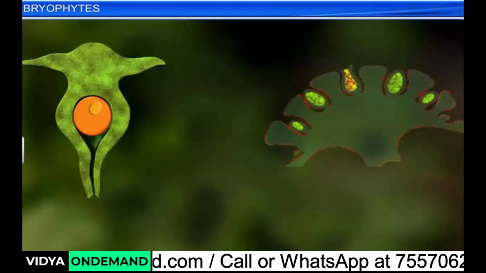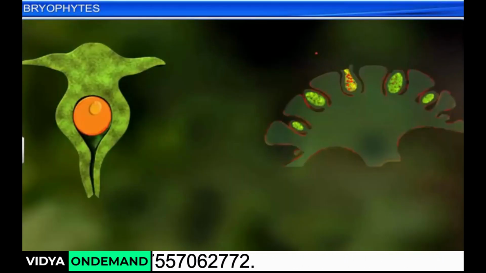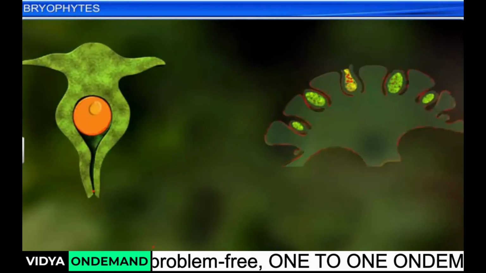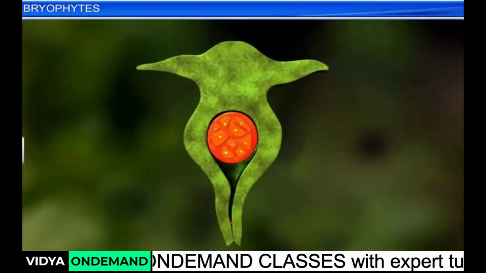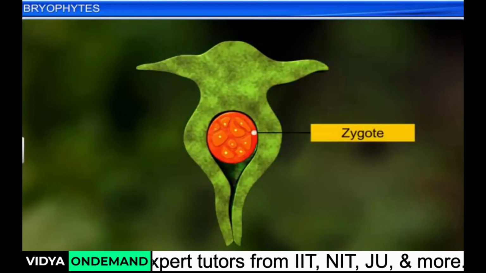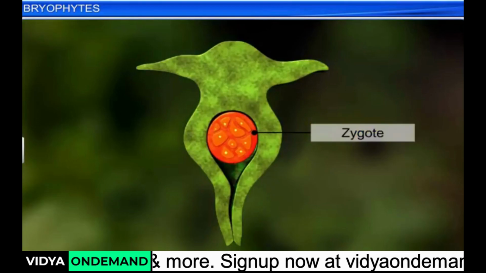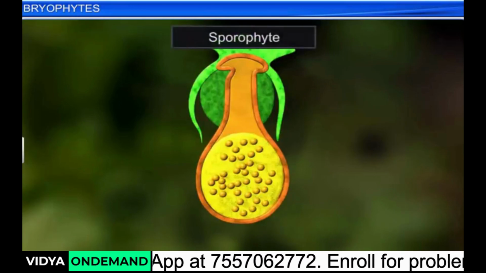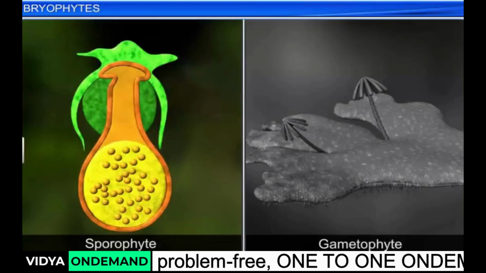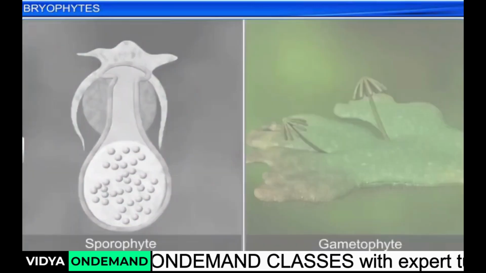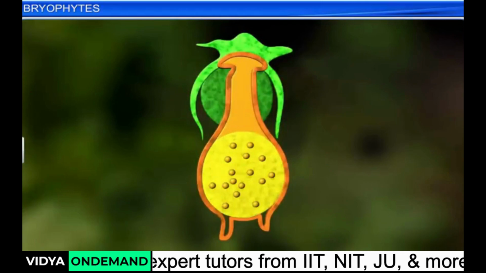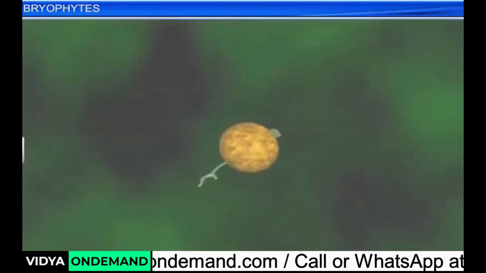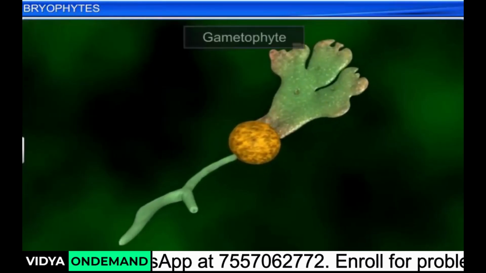During fertilization, the antheridium releases antherozoids in water where they come into contact with the mouth of the archegonium. One antherozoid fuses with the egg to form a zygote. The zygote in turn produces a multicellular body called the sporophyte. The sporophyte gets its nutrition from the gametophyte. Some cells of the sporophyte undergo meiosis to produce haploid spores. These spores germinate to produce a gametophyte.